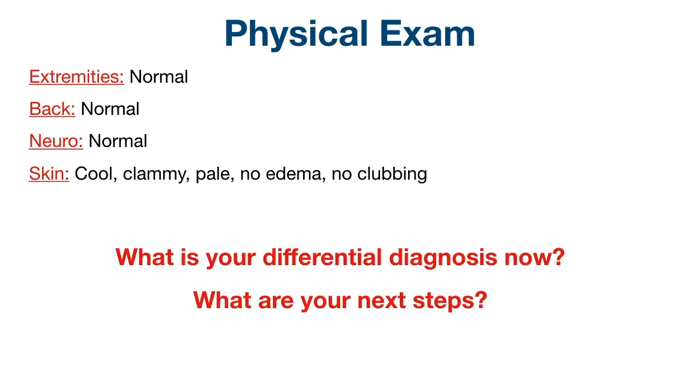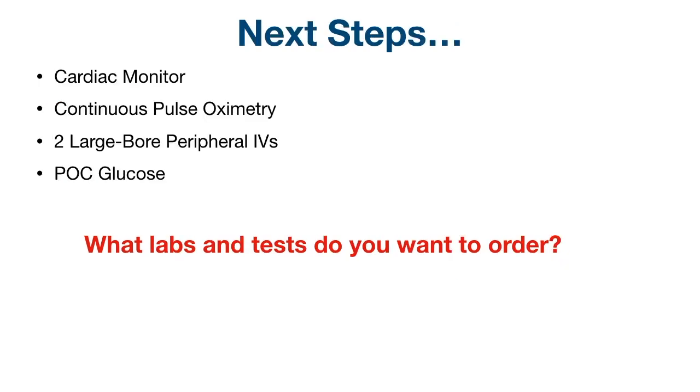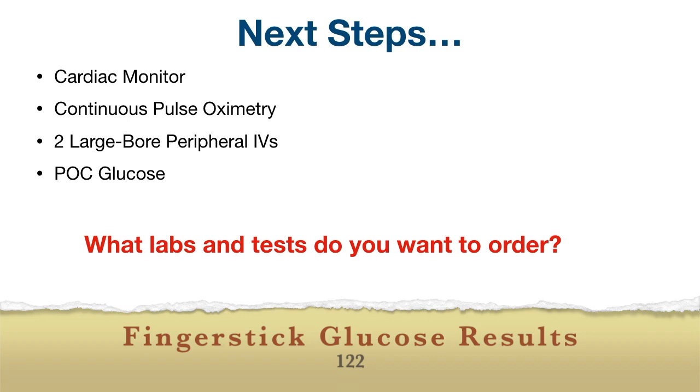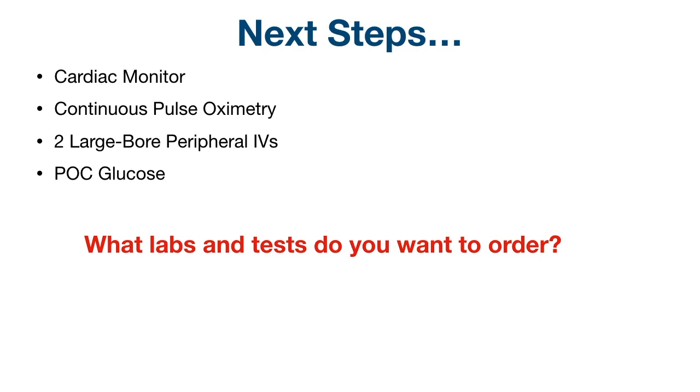Stop the video again. What is your differential diagnosis now, and what are your next steps in management? Again, we'll show you an example differential diagnosis at the end once the case is revealed. The patient should be hooked up to cardiac monitor, continuous pulse oximetry, and 2 large bore peripheral IVs placed. Given the patient has a history of diabetes and is cool, clammy, and nauseous after raking the leaves, a quick point of care glucose should be obtained to get his blood sugar. Based on the information you have, stop the video and decide what your workup and next steps would be.